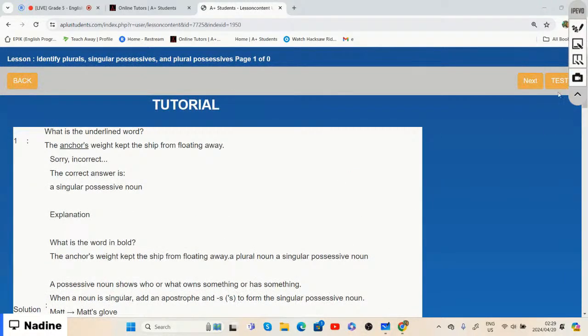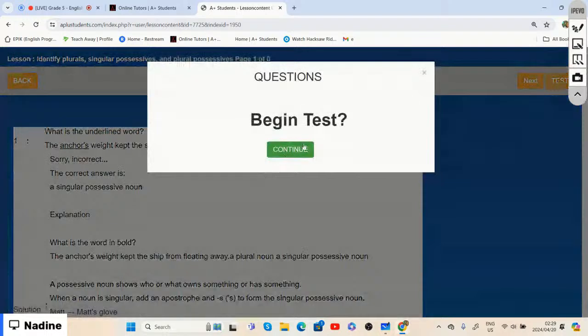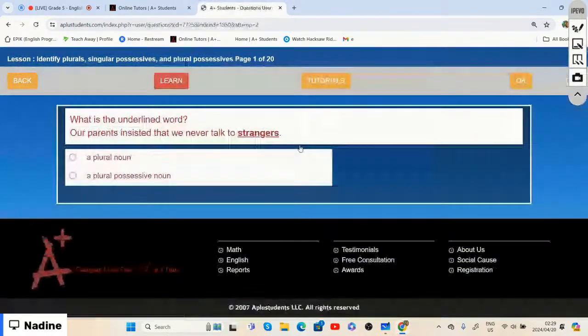All right. Let us go to our test. We need to identify plurals, singular possessives and plural possessives. What is the underlined word?